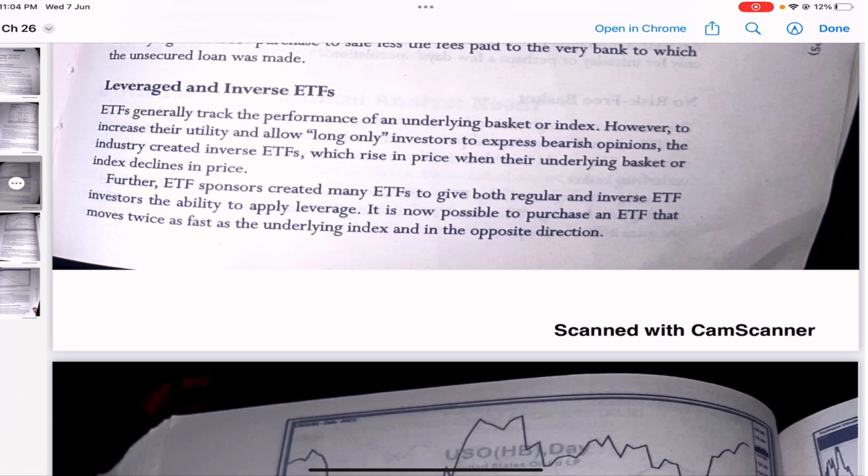Now what if I think that my ETF will go down? There is no option for me to short sell an ETF. What do I do in such situations? In such situations, I will basically buy an inverse ETF. An inverse ETF basically works like short selling only. If I am buying an inverse ETF, that means that I think the ETF will go down. Clear? No doubt?